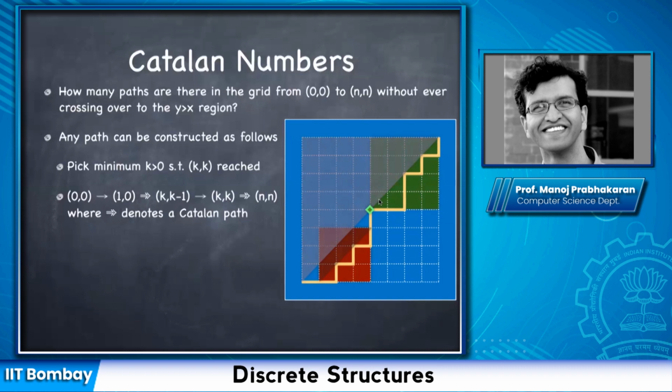Now putting it together, any Catalan path looks like this. You move from 0,0 to the base of this red square, then take a Catalan path to the end of the red square, move up here, then take a Catalan path in the green square.